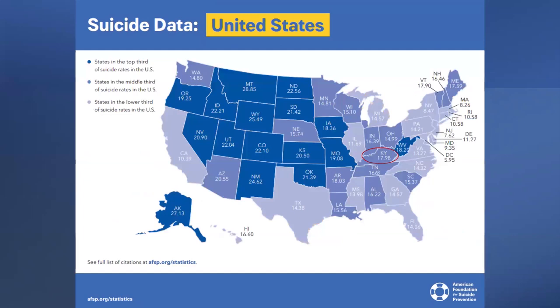Here's another visual showing the suicide rates among the U.S. broken down by state. Kentucky is in the middle third of the suicide rates in the U.S., which is represented by a medium blue color.